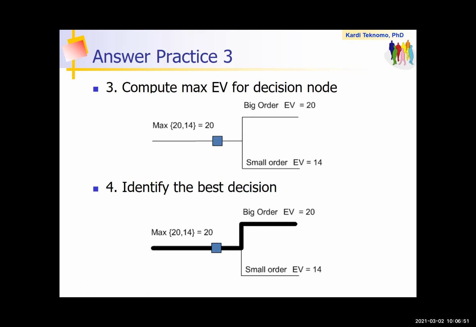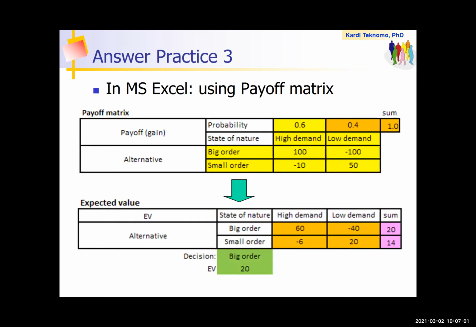Until here, is there any question? So you learn how to compute the expected value, or the EV, based on a decision tree. Similarly, you can also use a payoff matrix and then compute in Excel, right?